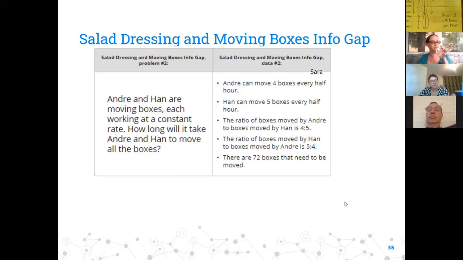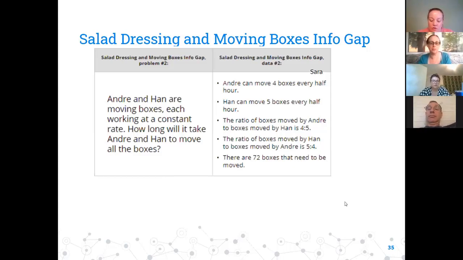So in 1 hour, both Andre and Han can move 18 boxes because 8 plus 10 is 18. And I was like, well, that's how many they can move every hour together, but I needed to know how many for all 72 boxes. So then I went to a table, and every hour was 18. So after 2 hours, it was 36, 3 was 54, 4, we had 72. So at 4 hours, they were able to move all the boxes.